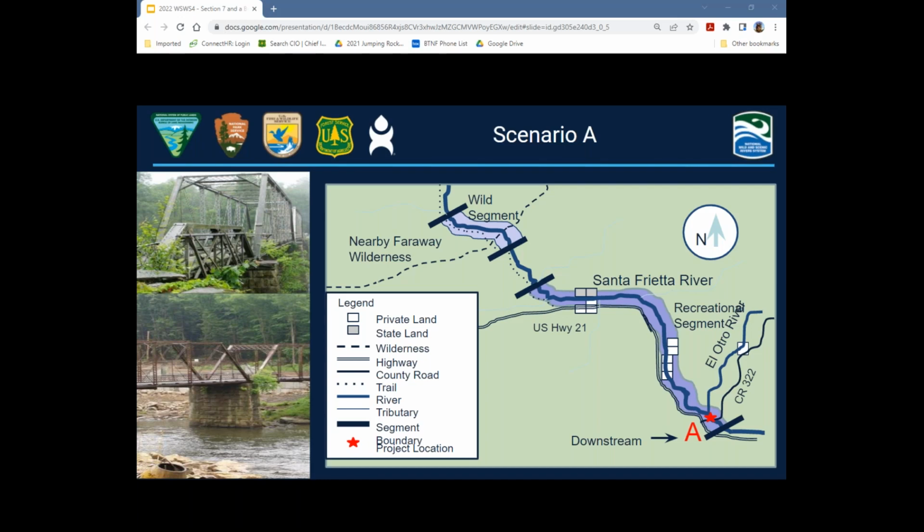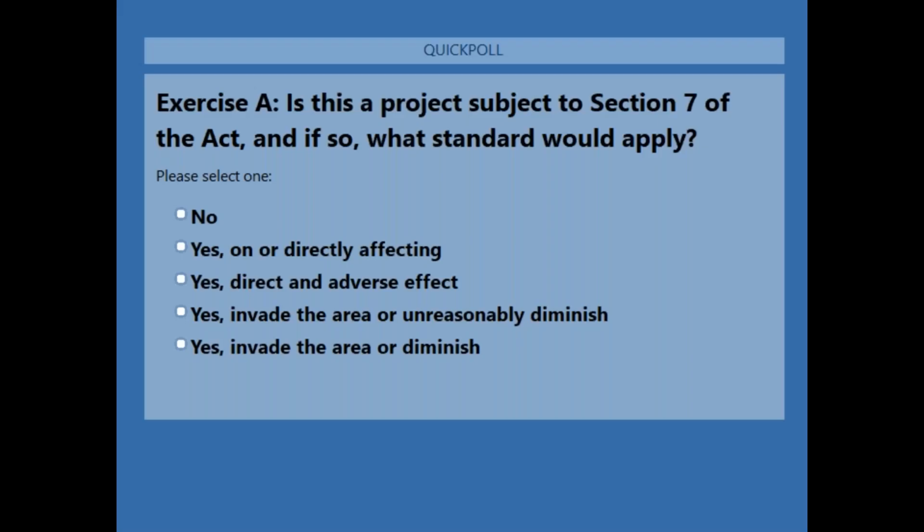So your assignment is to tell me, is this project subject to Section 7 of the Act? If so, why? If yes, what standard would apply and why? So go to work on this one. Start thinking.